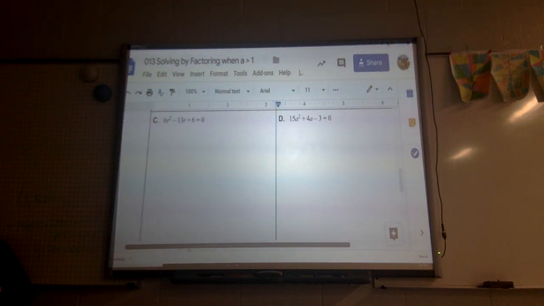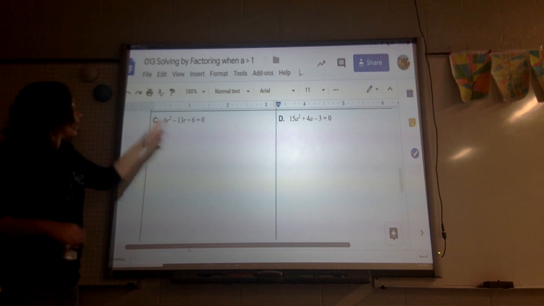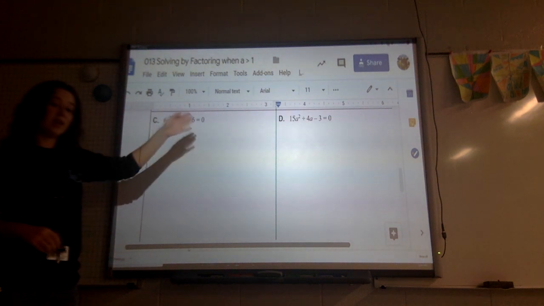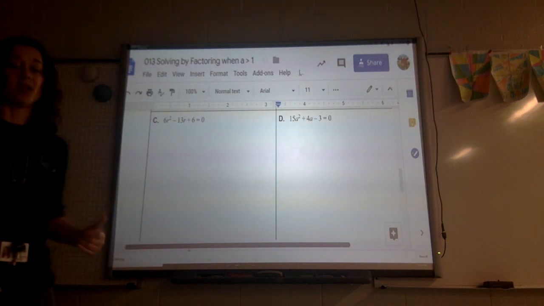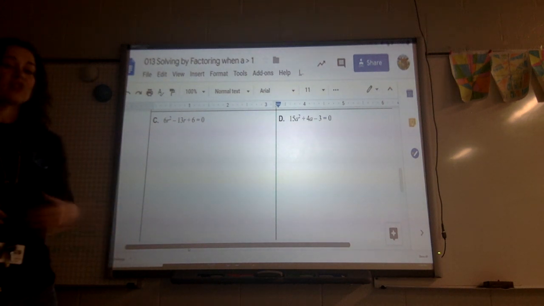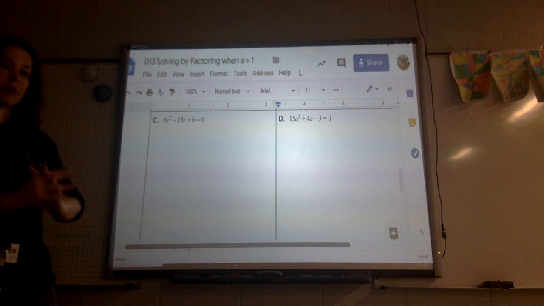The first thing again that I'm going to check, this is equal to 0, so I'm good there. I'm looking to see if there's anything that I can pull out of 6, negative 13, and 6. And in this case, there isn't. There is nothing that goes into 6 that also goes into 13. So I've got to do something a little bit different. Make sure you're paying attention because you've probably never seen this before.